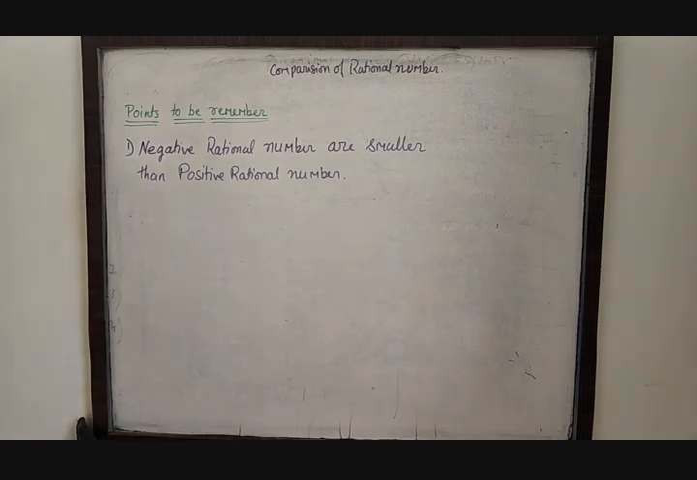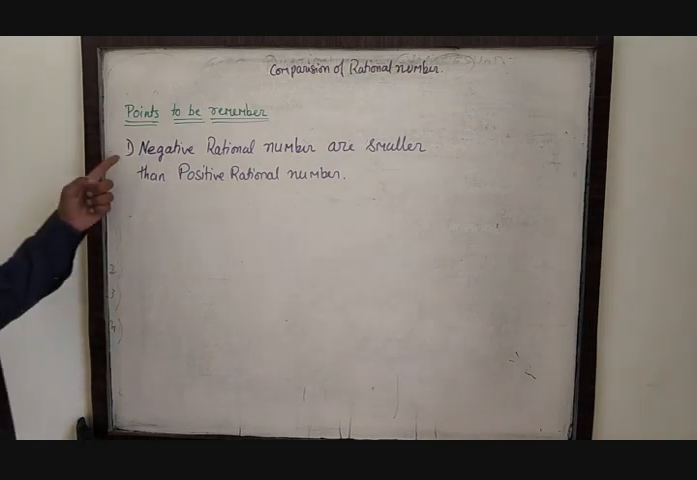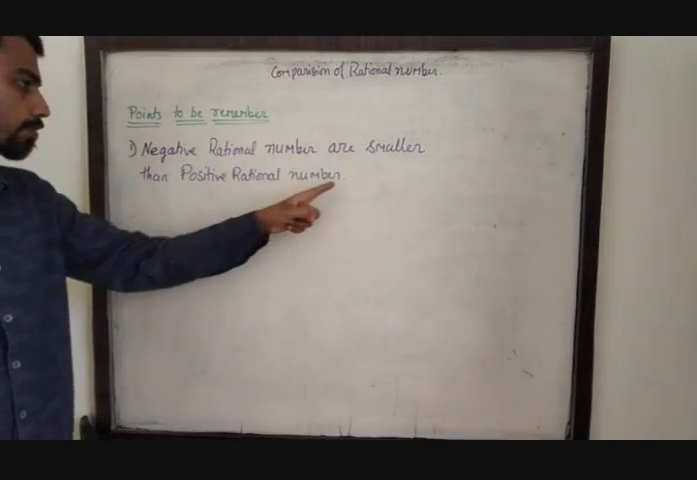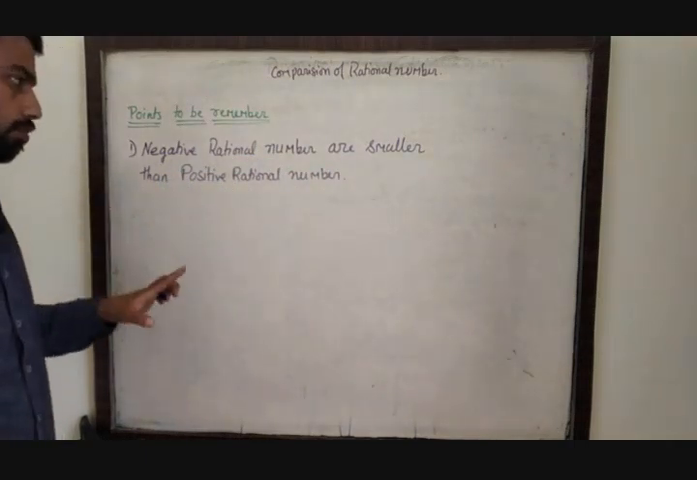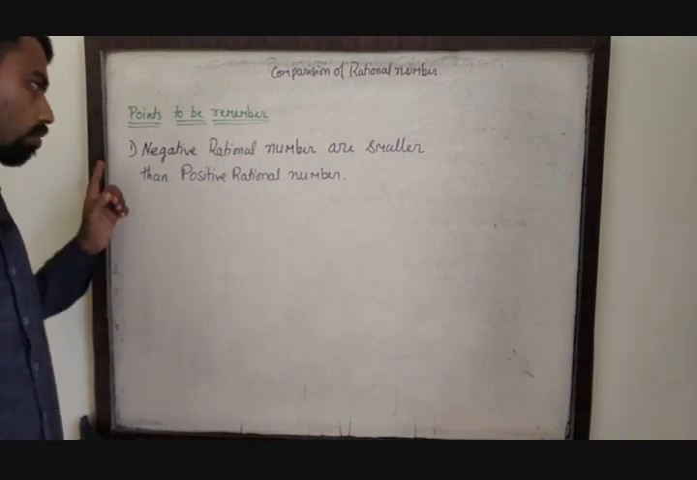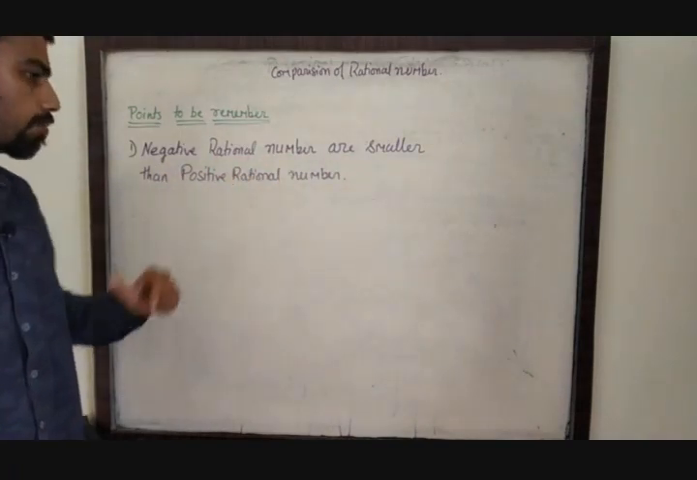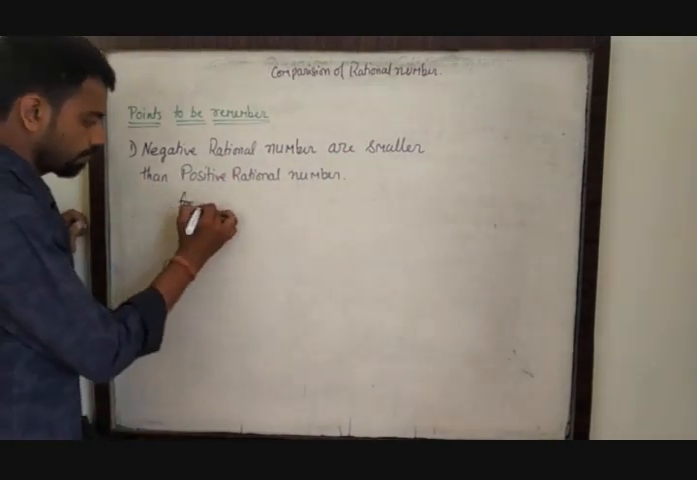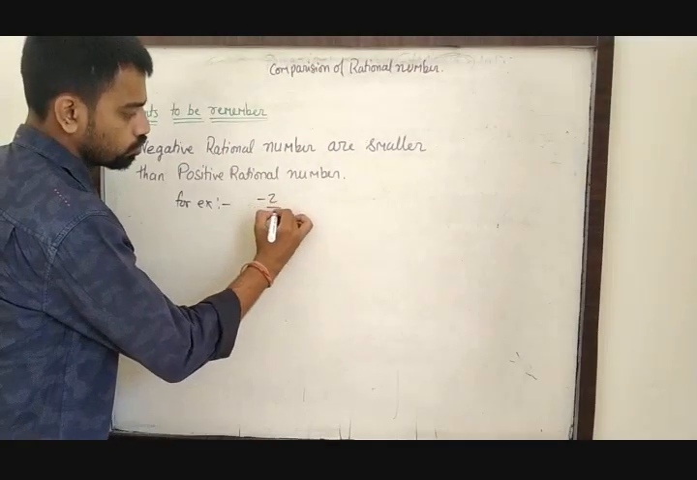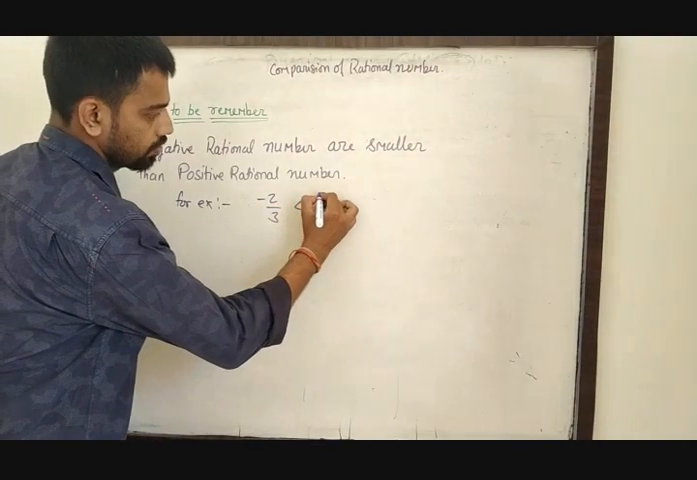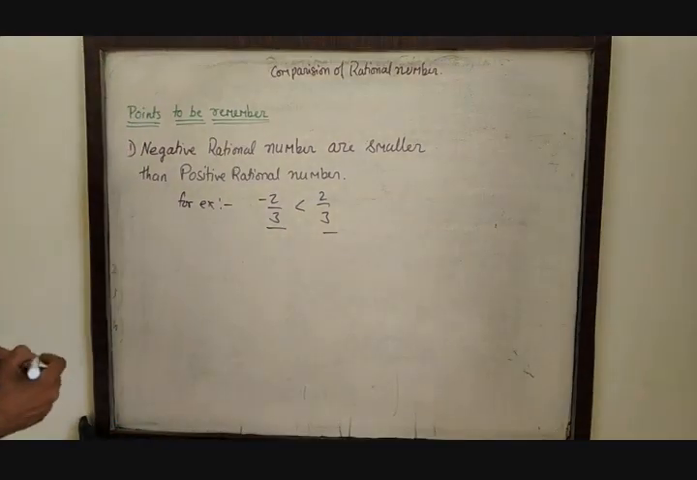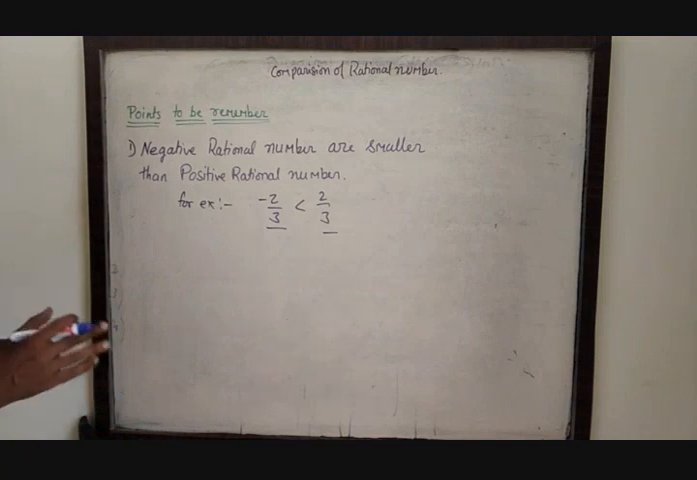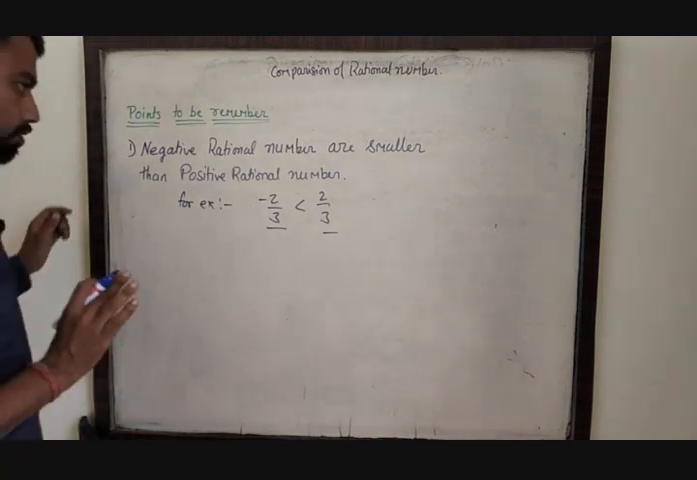Okay students, now we are going to see comparison of rational numbers. So the first point to be remembered is negative rational numbers are smaller than positive rational numbers. All the negative numbers are already smaller than positive numbers. So in rational numbers also, all the negative rational numbers are smaller than positive rational numbers. For example, minus 2 by 3 is less than 2 by 3. This is negative and this is positive. So negative rational numbers will always be less than positive rational numbers.